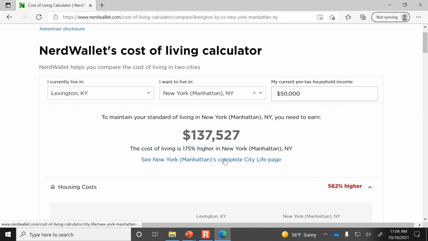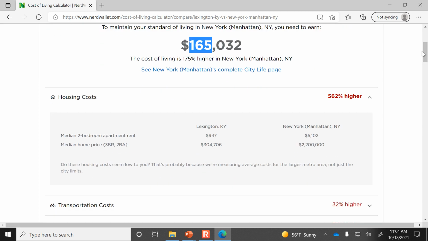Expensive. Manhattan. So if you currently make, let's say, a starting salary of $60,000 in Lexington, to maintain your standard of living, you need to make $165,000 in Manhattan. So my goodness, we are spoiled with a favorable cost of living here in the Midwest. Is that basically saying, if you have all different subscriptions and buy different groceries to keep all the same exact expenses, you have to make that much?